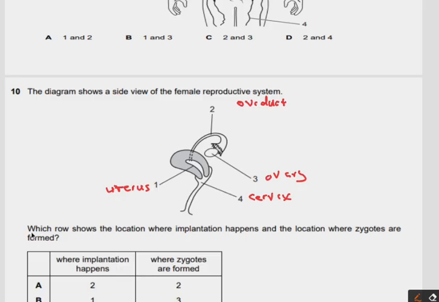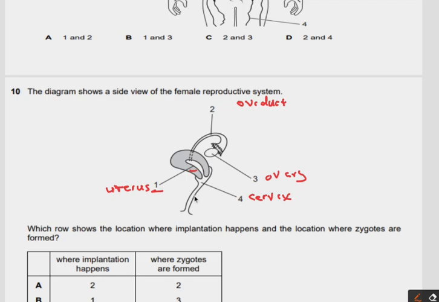Alright, so the question is saying which row shows the location where implantation happens and the location where the zygotes are formed. The implantation occurs in the walls of the uterus, which is 1. So that is where the implantation occurs. We also have C and D. We don't know what is on C and D, so we can just see what is on C and D. For the implantation, it occurs in the walls of the uterus. That is one thing that you need to know. Fertilization occurs in the fallopian tube or the oviduct, and the ovaries produce the ovum or the eggs.